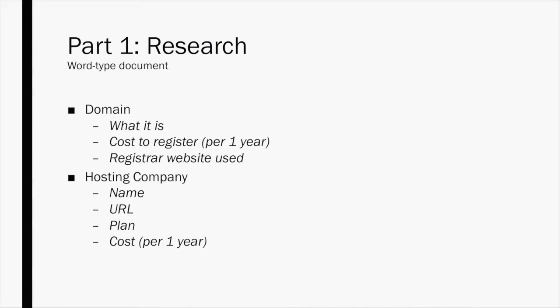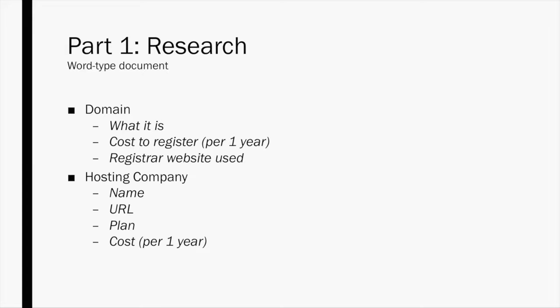First, do research. For this client, we're going to be doing a basic bit of research on the domain and the hosting company in a Word type document. When you do this research, for the domain, first find a domain company that is the registrar website. Find a possible domain that's available for this organization and the cost to register for 1 year. Additionally, you want to find a hosting company, find the name, the URL, the plan that is being used, and the cost for 1 year to use the hosting company.